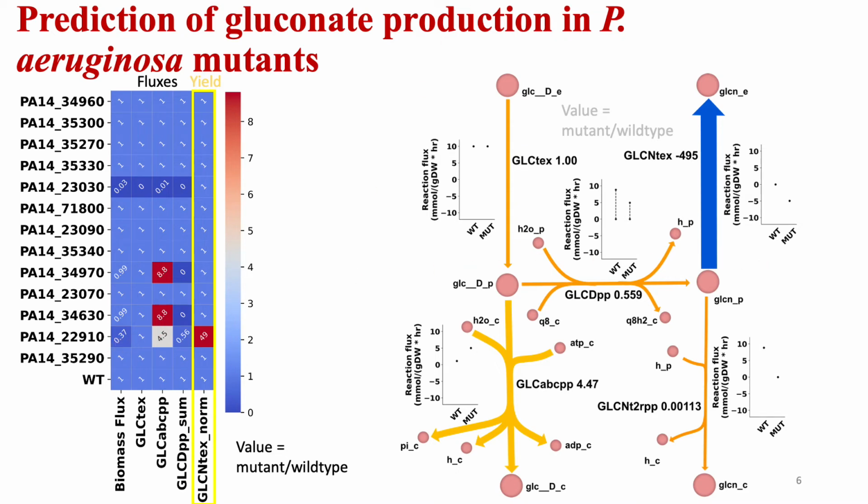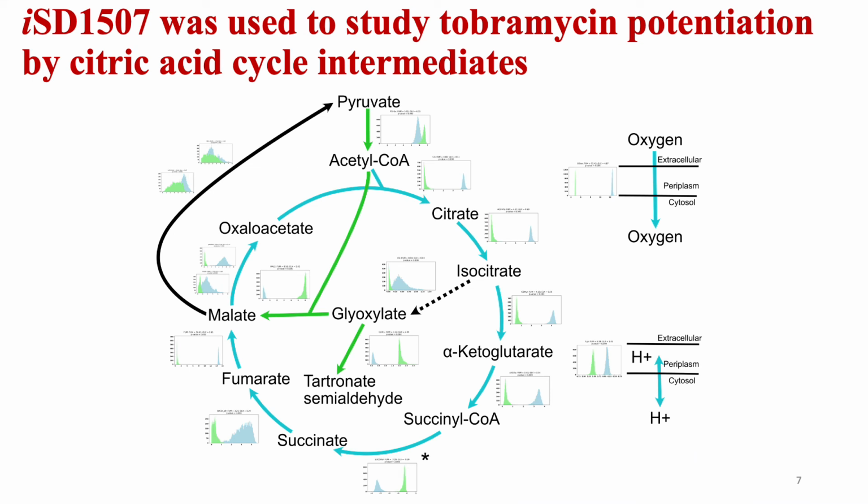Finally, we used the model to study tobramycin potentiation by fumarate and tobramycin protection by glyoxylate. The experimental study was published in 2017 by Meylan et al. We performed flux sampling analysis, which samples all the feasible flux solutions for a given condition.